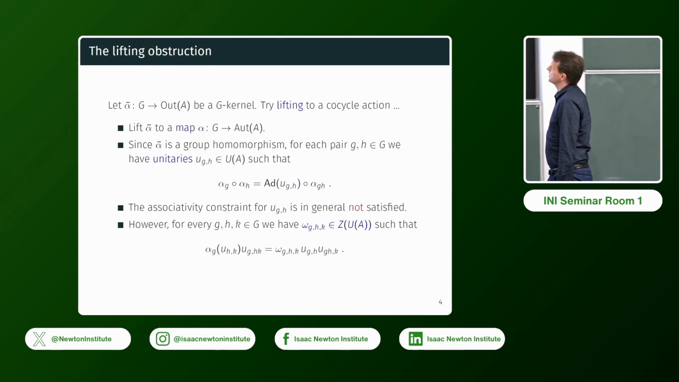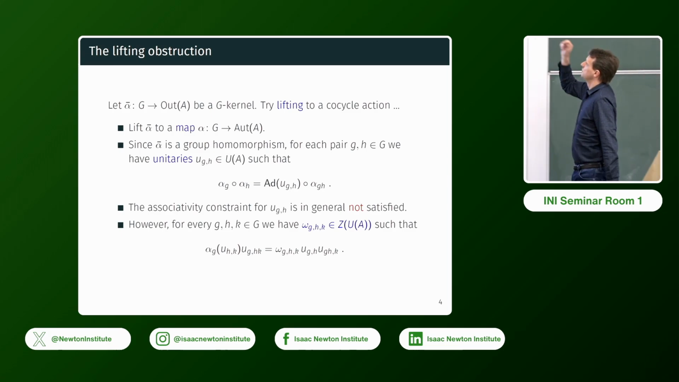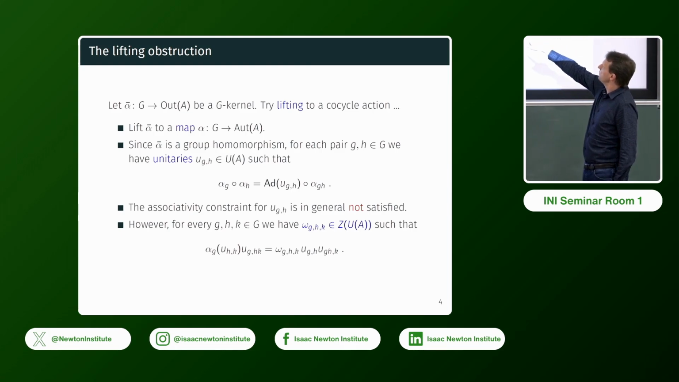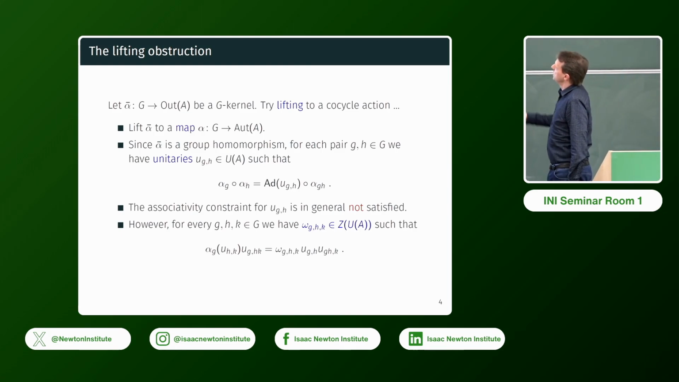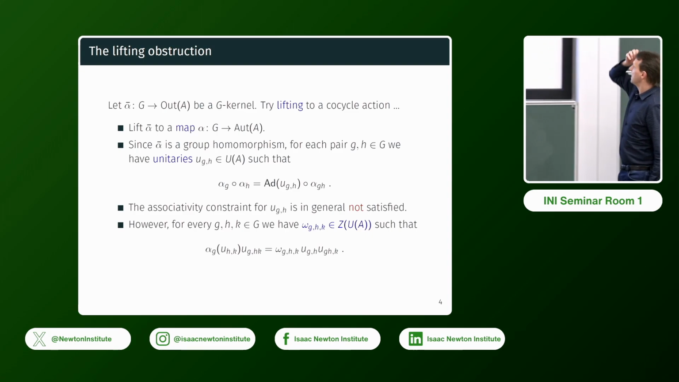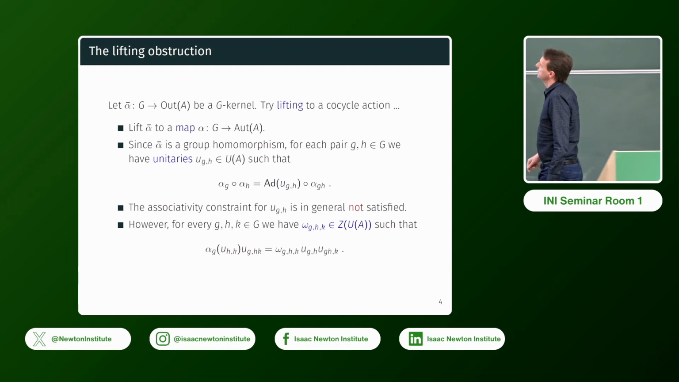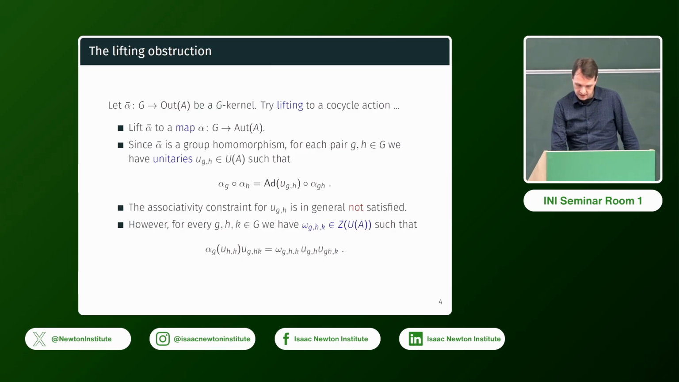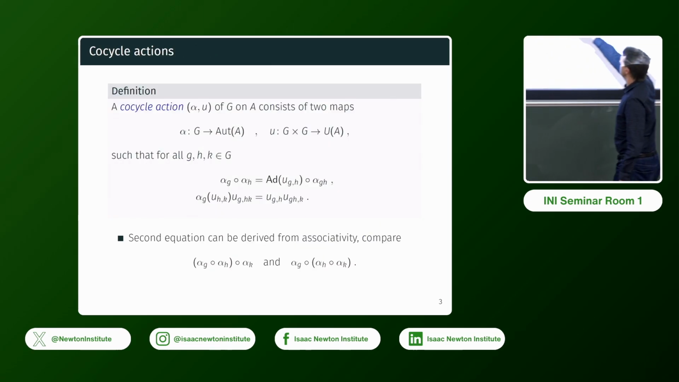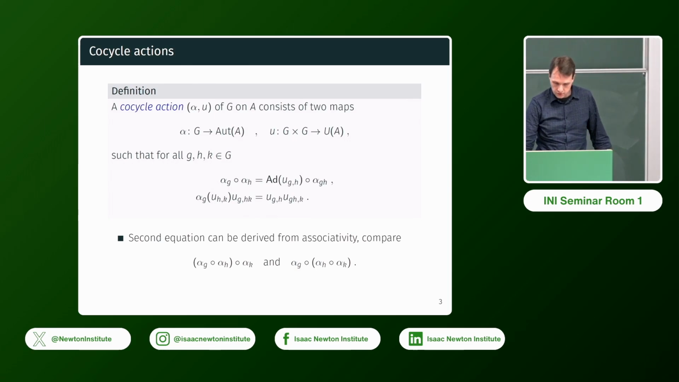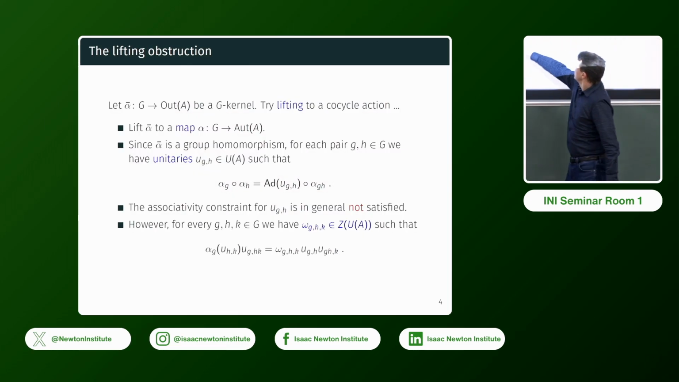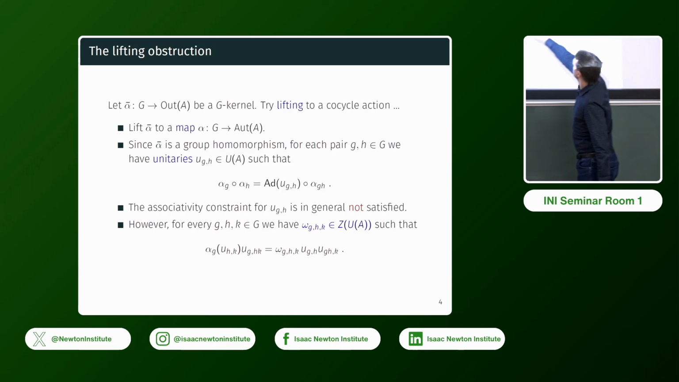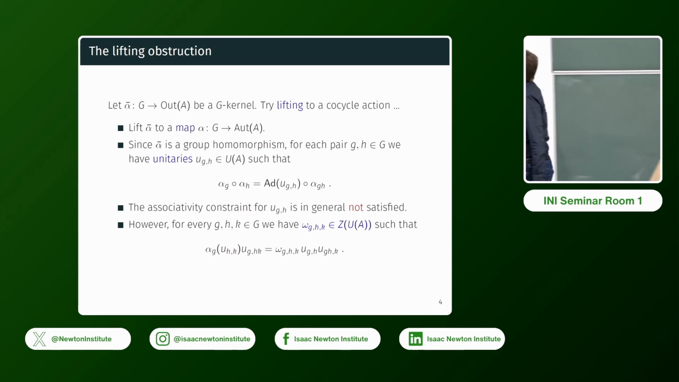So one thing that you can do is you can start with the G-kernel, so a homomorphism from G to the outer automorphisms, and try to lift it, right? And one thing that always works is you can lift the alpha bar to a map from G to the automorphisms. And because the alpha bar is a group homomorphism, you can also find unitaries such that this line here holds, right? And then the thing that goes wrong is exactly this second condition, this associativity constraint. This doesn't have to hold on the nose, of course. But it has to hold up to some element omega, which will depend on the three group elements involved, omega of G, H, K. This will be an element of the center of the unitary group, and that condition here holds.